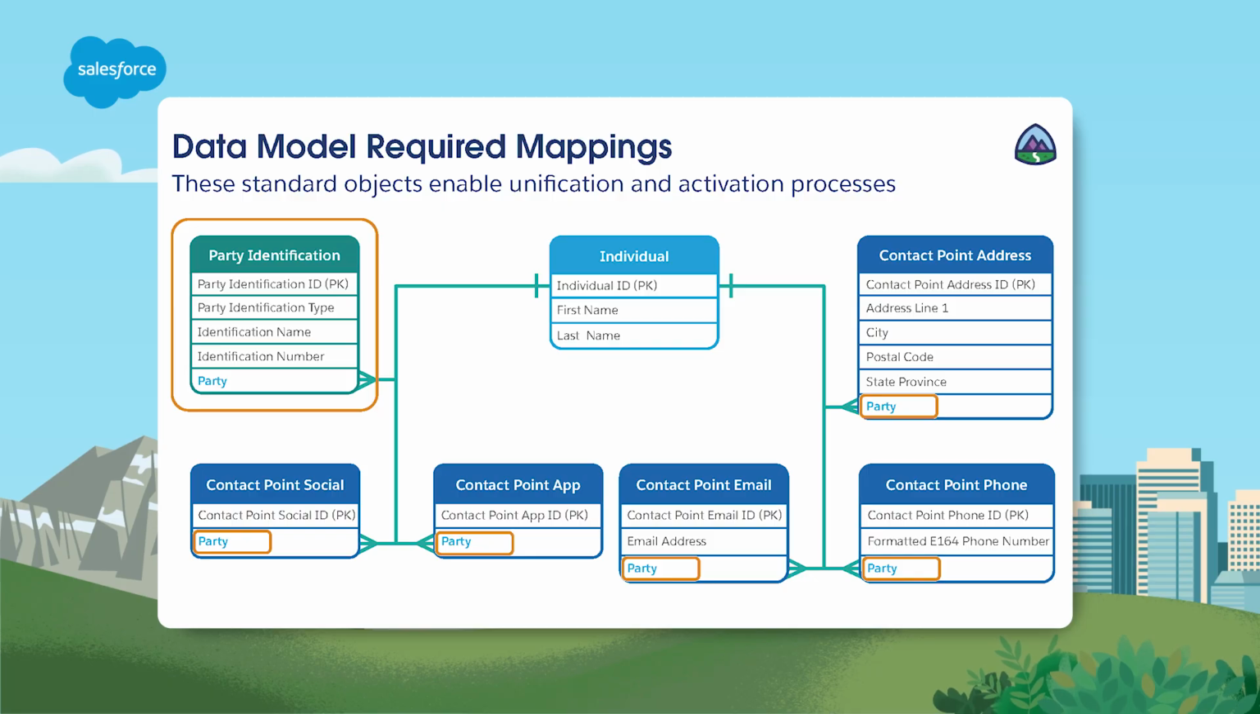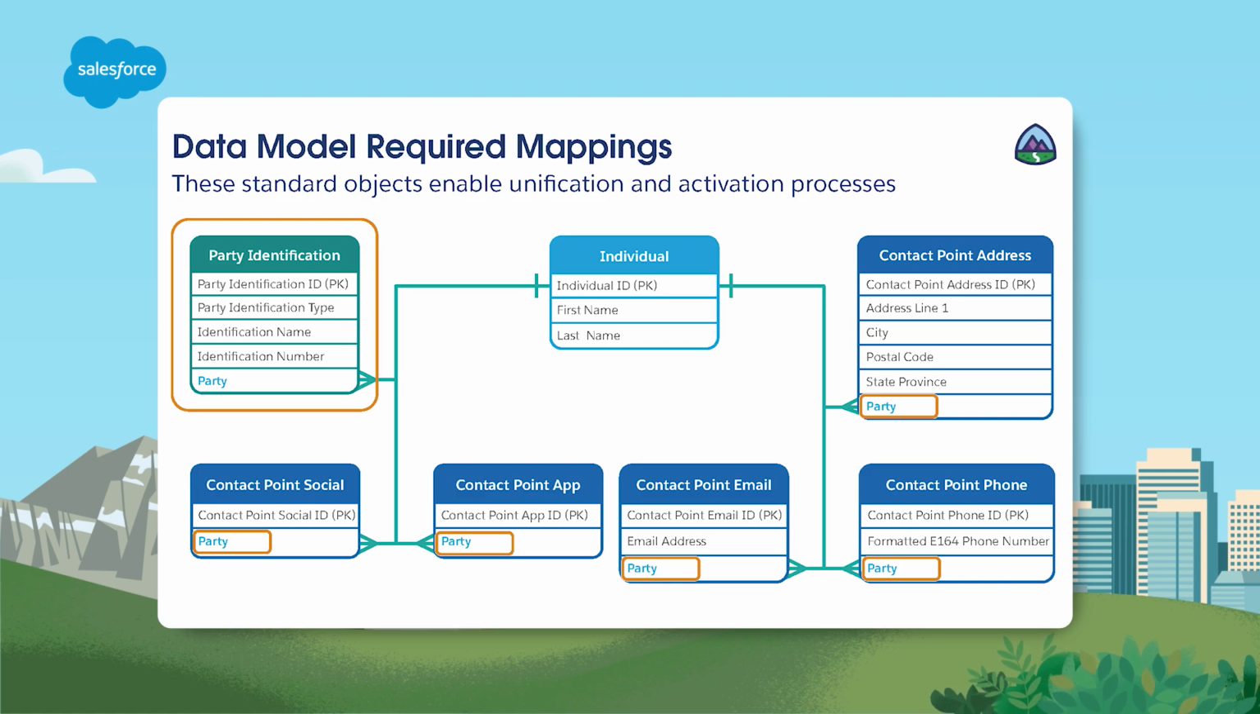To enable unification and activation processes, you need to map your data correctly. With Data Cloud, the system can only unify profiles if they are mapped correctly to the individual object and one other element, a contact point object or a party identifier object. Mapping to the individual DMO is required for all data sources that have a category of profile data, as they are meant to represent individual people.